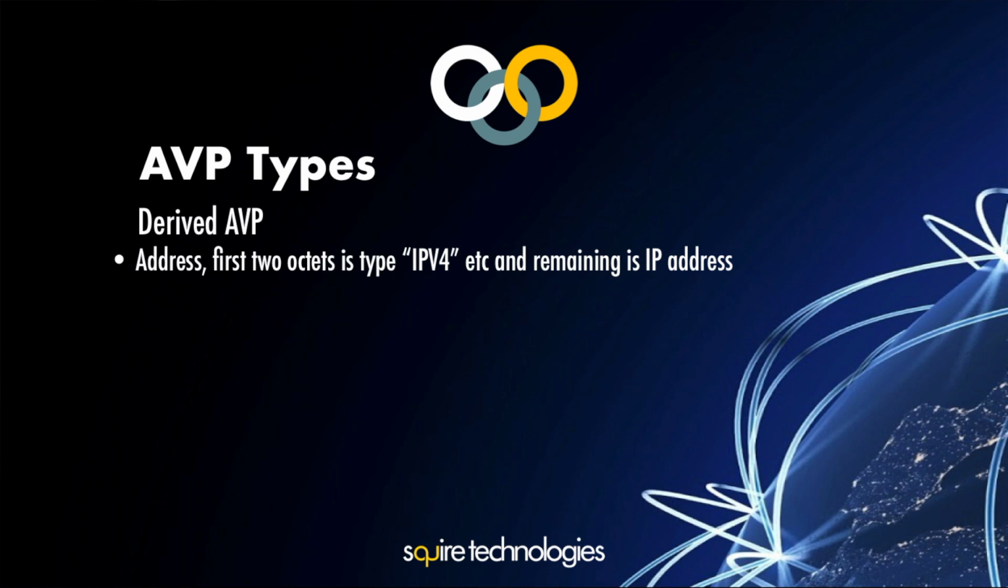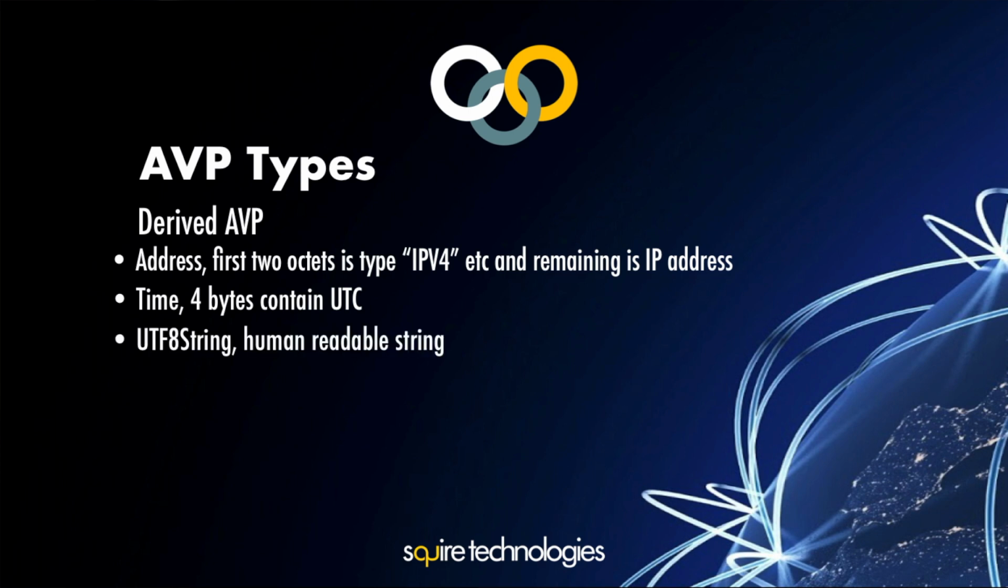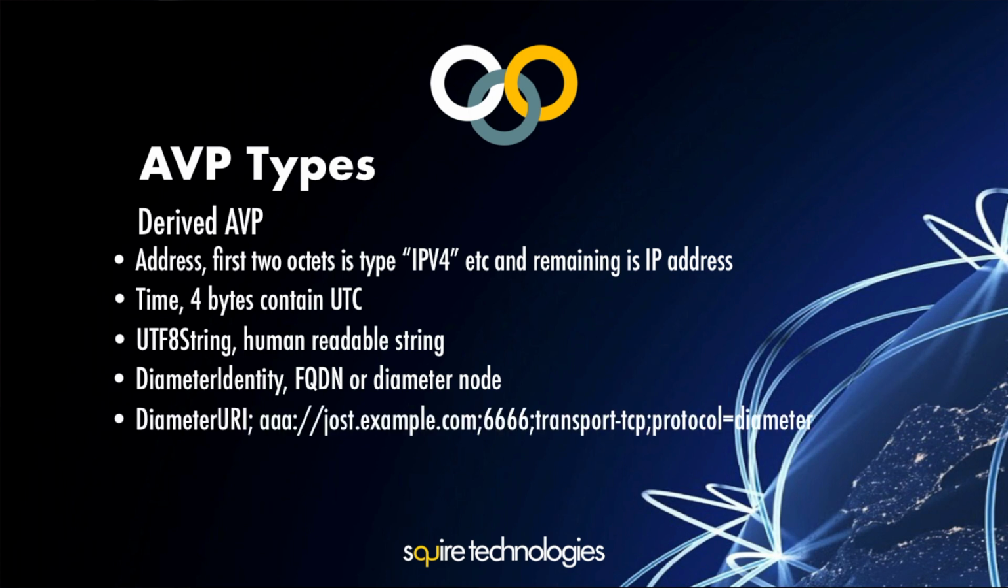The main ones obviously are IP address. Time, so 4 bytes, contain the UTC. UTF, so that obviously is derived from UINT32. UTF-8 string, human readable ASCII string, which is derived from here. Diameter identity, fully qualified domain name. So basil.squires.com, etc. basil@squires.com. Diameter URI, as an example of a diameter URI, which has got the fully qualified domain name, the port, the transport it's using, and the protocol it's doing.